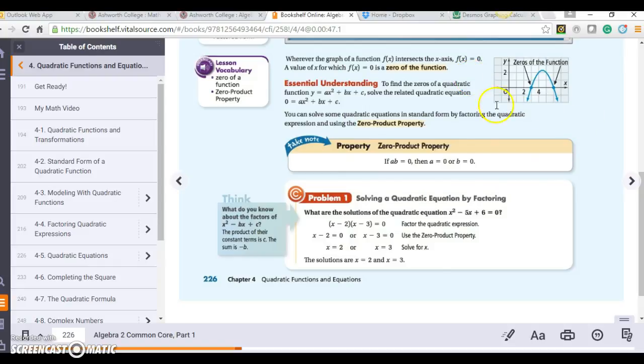And that means that when I'm looking at my quadratic, the places where it's going to cross the x-axis, the zeros of my function, or the solutions of my function, will be at x equals 2 and x equals 3. I hope this helps.